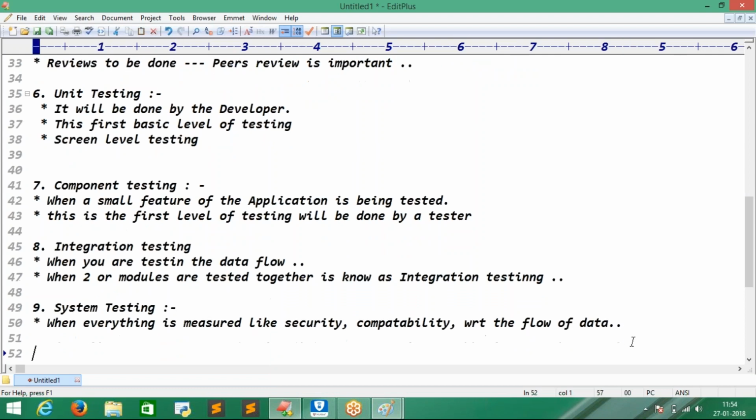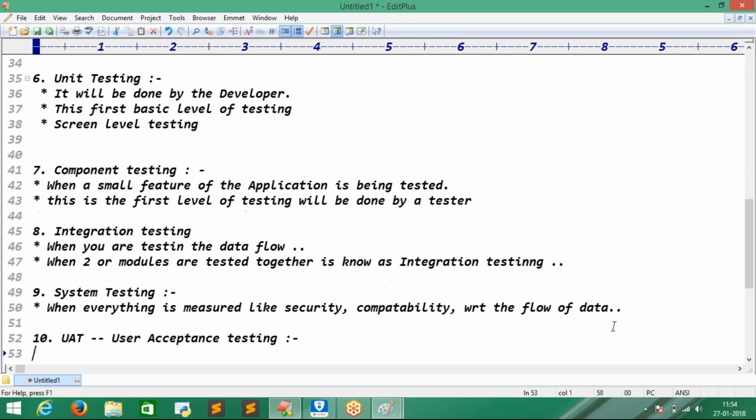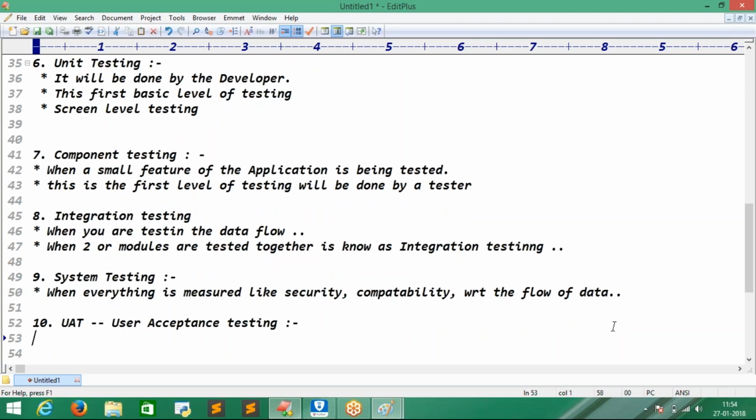What do you mean by UAT testing? Okay, not UAT testing, UAT is itself a testing. UAT stands for user acceptance testing. When I'm saying user acceptance testing, here basically what happens is, let's say you are a user.